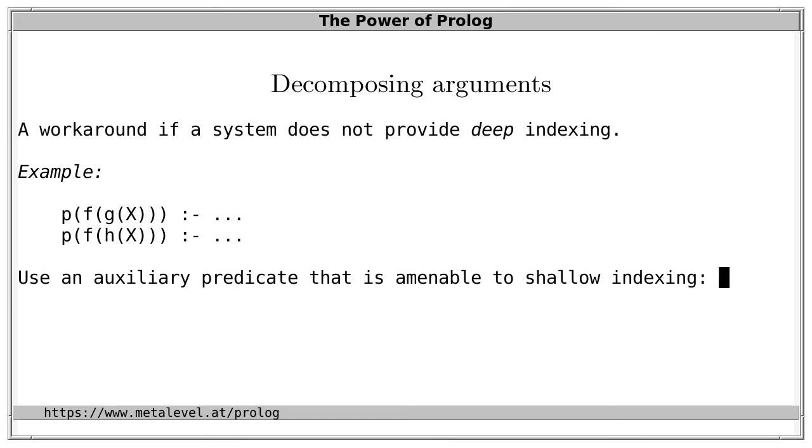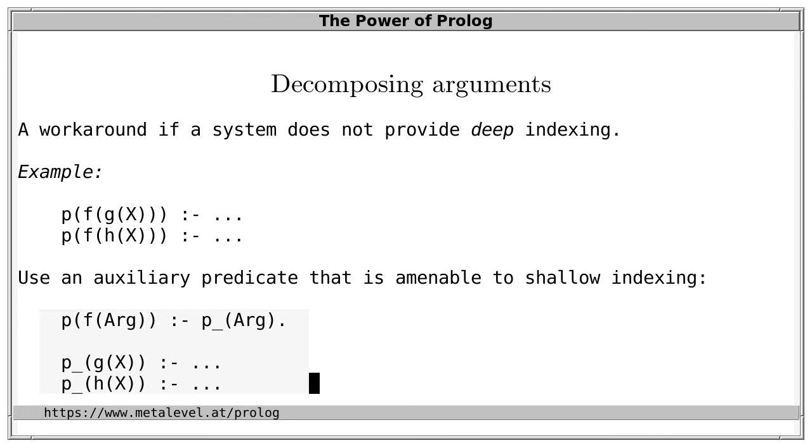However, we can again use an auxiliary predicate in such a way that also shallow argument indexing can tell the clauses apart. For example, in this concrete case, let's describe one level of nesting in the main predicate, and let's pass the remaining term to the auxiliary predicate p underscore. And the new argument is now a term that's not as deeply nested. And the 2 clauses of the auxiliary predicate can be told apart also without deep indexing, because their respective principal functor is g and h, which are different functors.